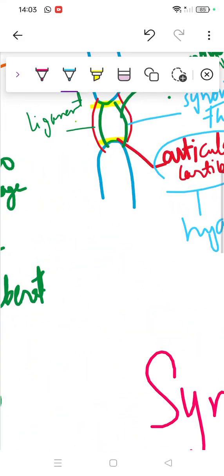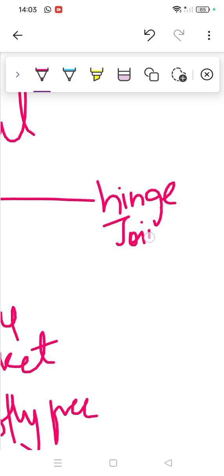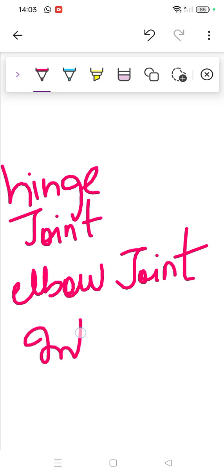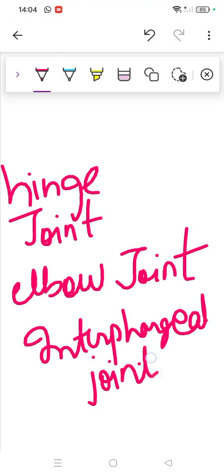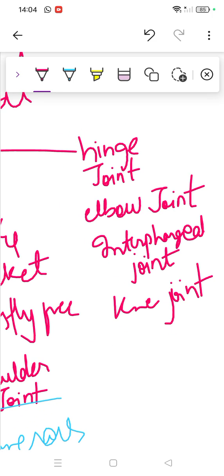Then comes the last one. The last one is basically called a hinge joint. Hinge joint, which is simply the elbow joint. Elbow joint, interphalangeal joint and knee joint. Knee joint, these all are the examples.